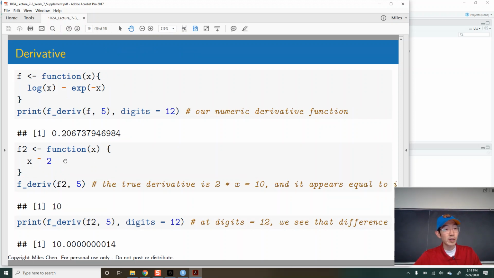If I just have some arbitrary function x squared, the true derivative of x squared at 5 is 2x, so that's going to be 10. If I do the approximation, I get something very, very close to 10. Off by 1, 2, 3, 4, 5, 6, 7, 8, accurate up to the first 8 digits. So this is what we have.